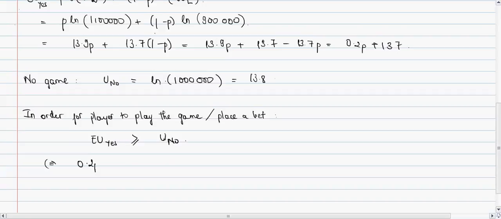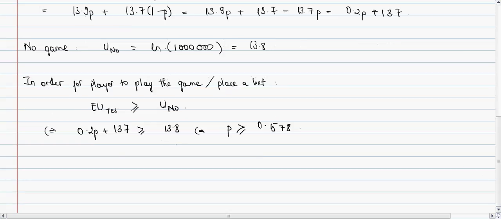So we have 0.2 P plus 13.7 has to be bigger than or equal to 13.8. Solving this inequality, we get P is bigger than or equal to 0.578. Okay, so that is the probability of winning. So the minimum probability of winning has to be 0.578 in order for the player to be willing to play the game.